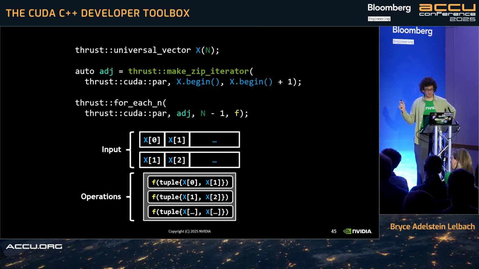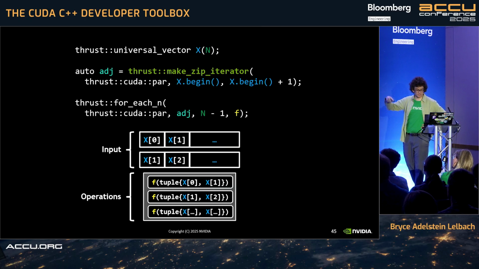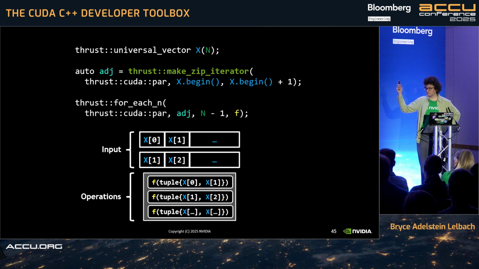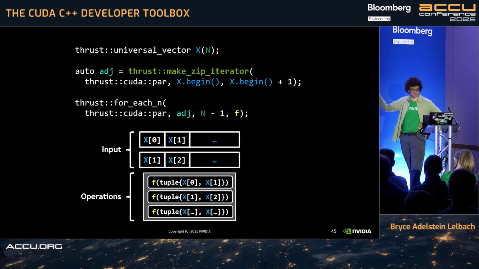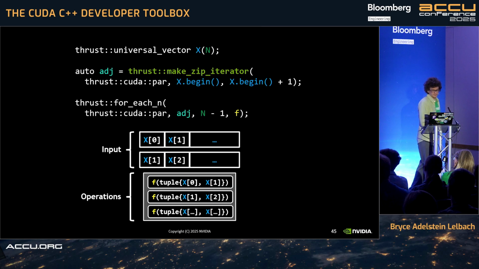You can also use zip iterators to invoke algorithms on overlapping windows or stencils of elements. For example, here, we're constructing a zip iterator to the adjacent pairs of elements of x, and then applying the function f to each pair with for_each_n. So f will be invoked with x[0] and x[1], and then it will be invoked with x[1] and x[2], etc., until the end of the iterator. If you're familiar with std::views::adjacent, this is very similar. Or std::views::pairwise, I think is the exact equivalent.